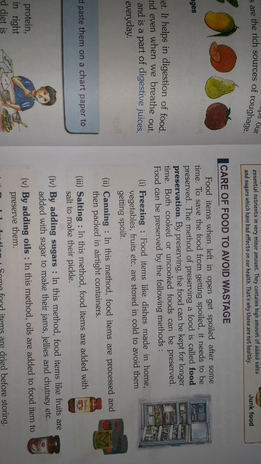Okay, students, so what we have read is how we can avoid wastage. How can we avoid the wastage? We can avoid the wastage of food by preserving it. And how can we preserve? We can preserve by the various methods that we have studied. And how many methods have we studied? There are 5 methods. So repeat with me. The first one is freezing, canning, salting, by adding sugar, and by adding oils.